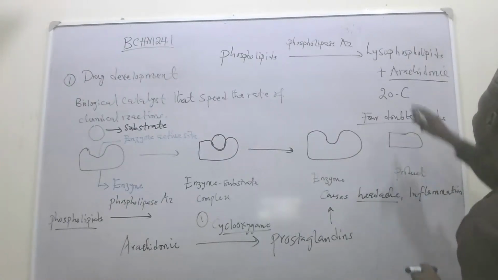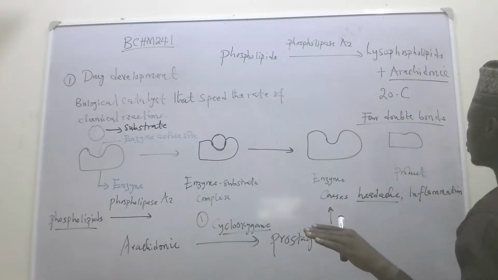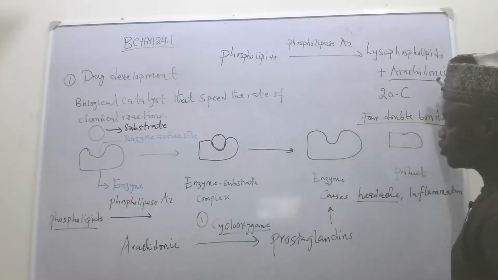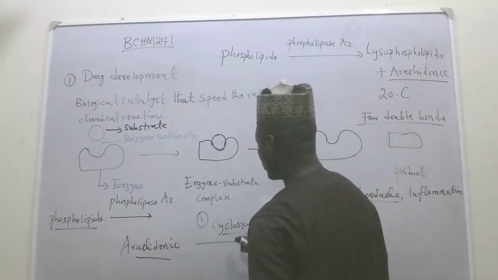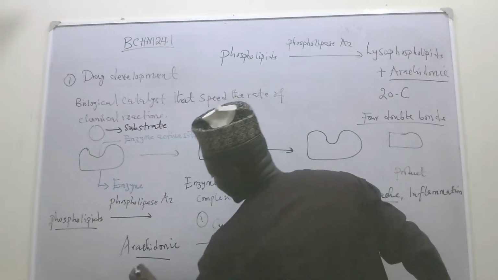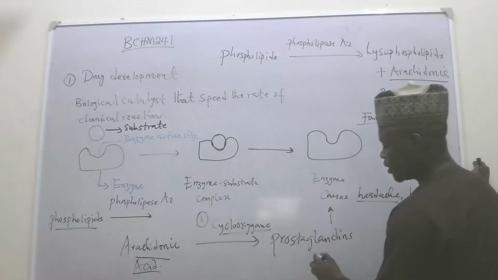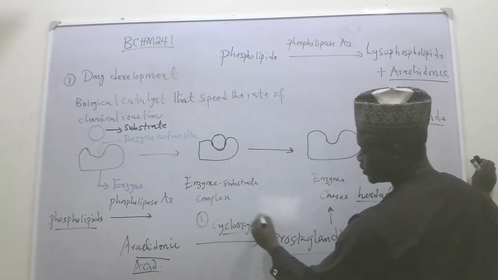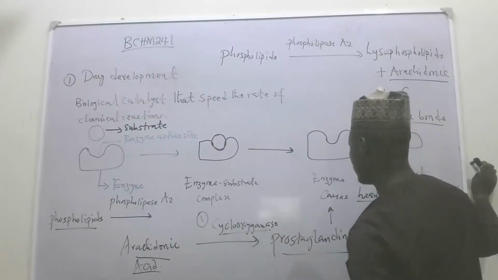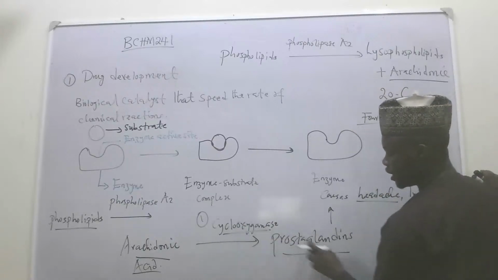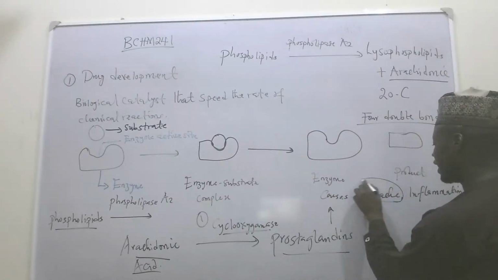So it's a 20 carbon fatty acid that has 4 double bonds at different carbons. Once this arachidonic acid is produced, it will now undergo the cyclooxygenase pathway, where the arachidonic acid will be converted into prostaglandins using an enzyme called cyclooxygenase. Once the cyclooxygenase converts arachidonic acid into prostaglandins, it will now cause headache.